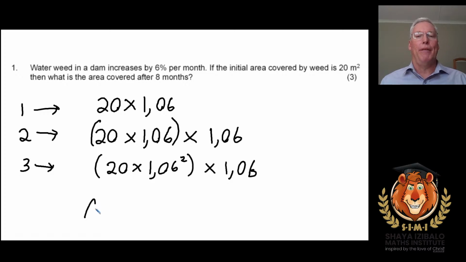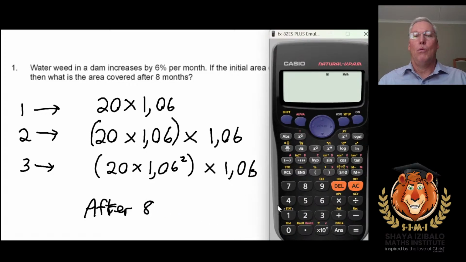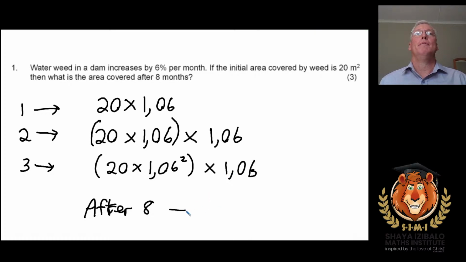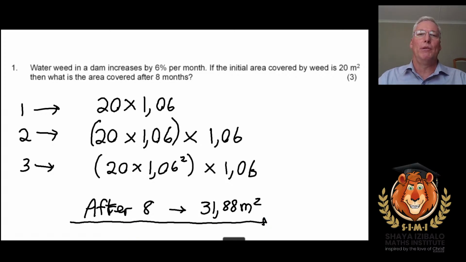So in fact, after 8 months, we don't need to write all those down, but after 8, we're just going to get 20 times 1.06 to the power of 8. Okay, and we get our answer of 31.88 meters squared. In a sense, there's not really a formula for that. It's actually an application of geometric series, which is obviously one of the topics that's coming up on these semi-live streams.